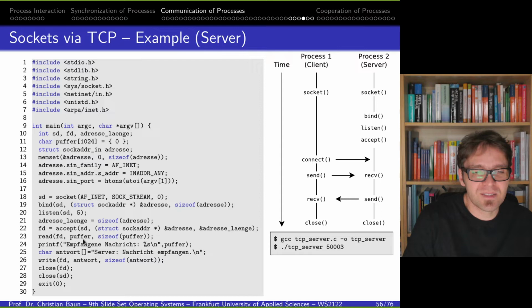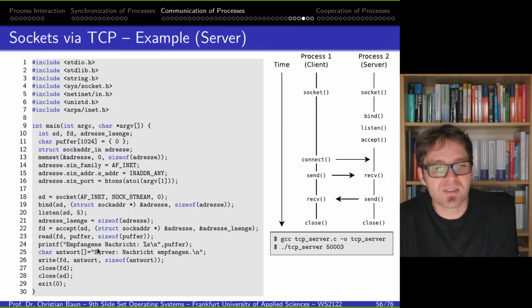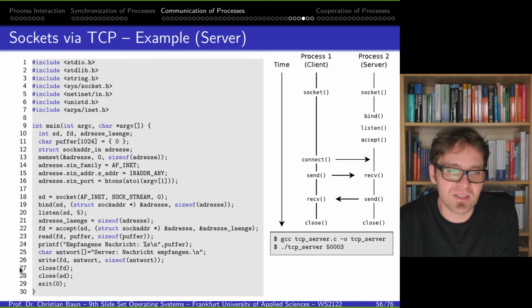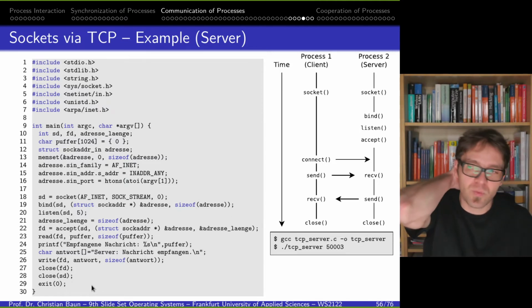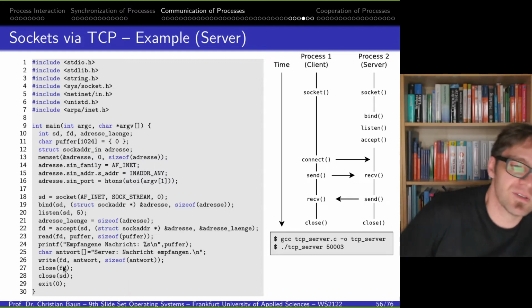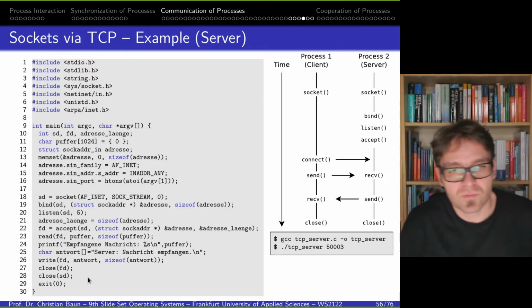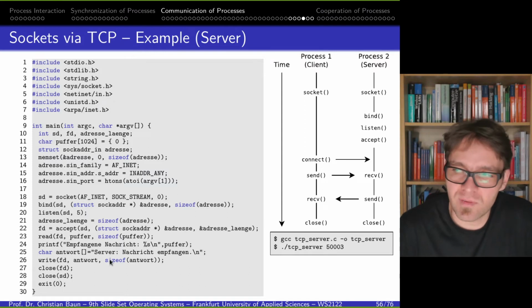We specify the buffer where the message will be stored, and we print it out in line 24, and we again specify a message which will be sent back to the client, and it's sent back in line 26 with the write function. Our file descriptor we used for read and write, and our socket descriptor we used for bind and listen. We close them both, and that's it on server side.